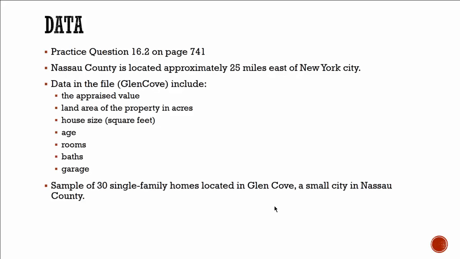So with this said, we would look at the data set. We have this data set from the US, Nassau County, which is about 25 miles east of New York City. The data has the appraised value of the unit, the land area, that is the lot size, the house size, the square footage of the living space, the age of the house, the number of rooms, the number of bathrooms, and whether there's a garage or not. It's a small illustrative data set of just 30 single-family homes, not a large data set, just for illustrative purposes only.